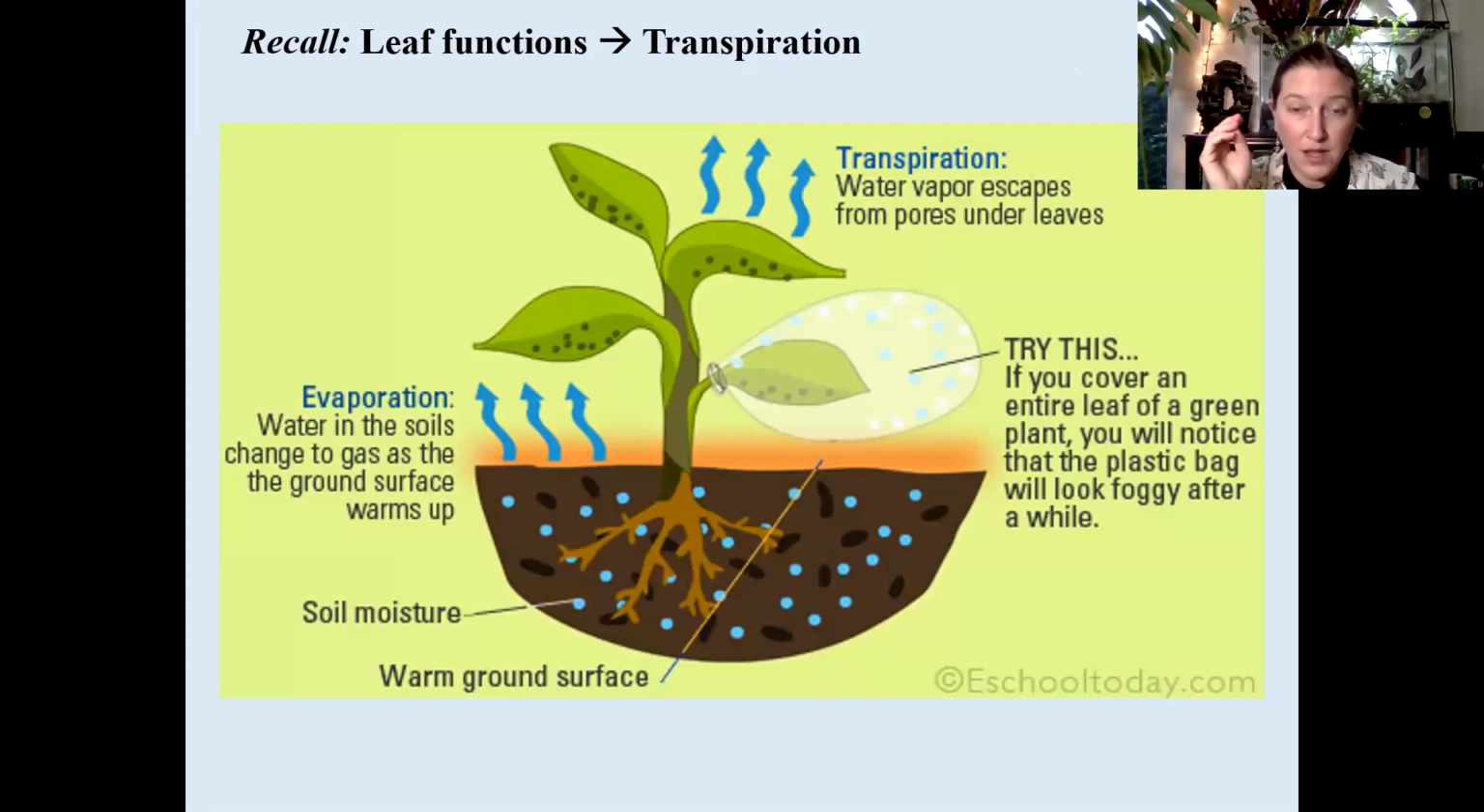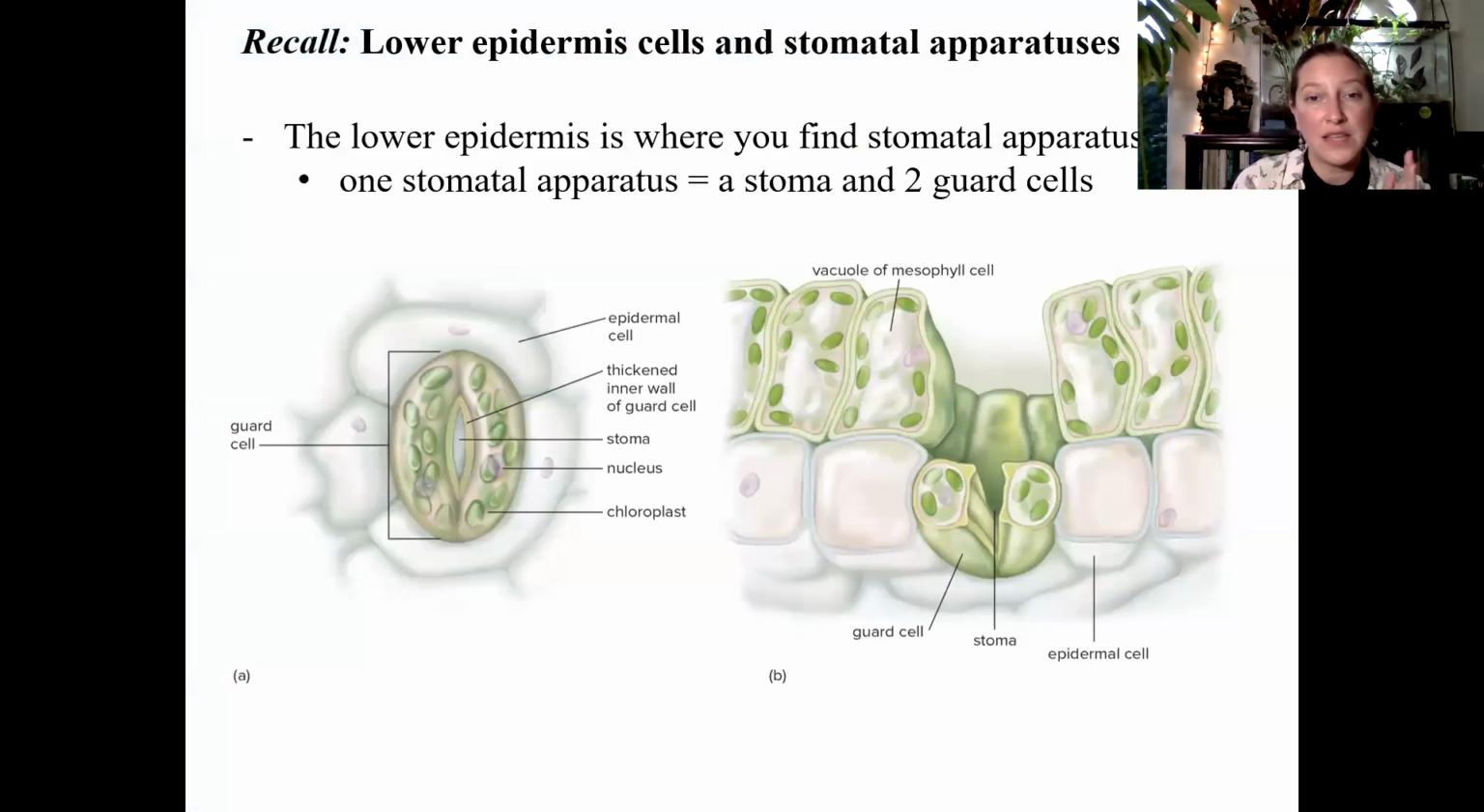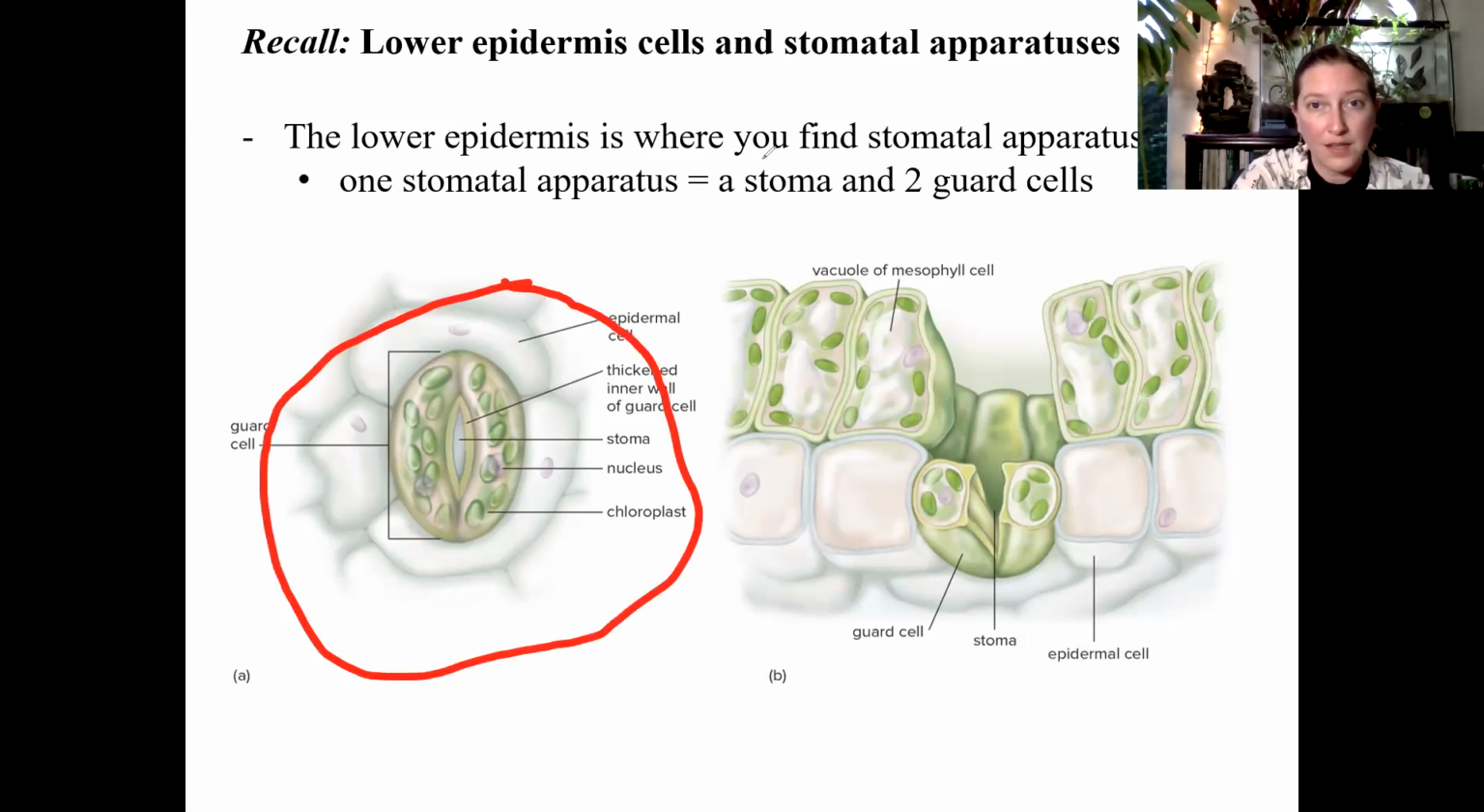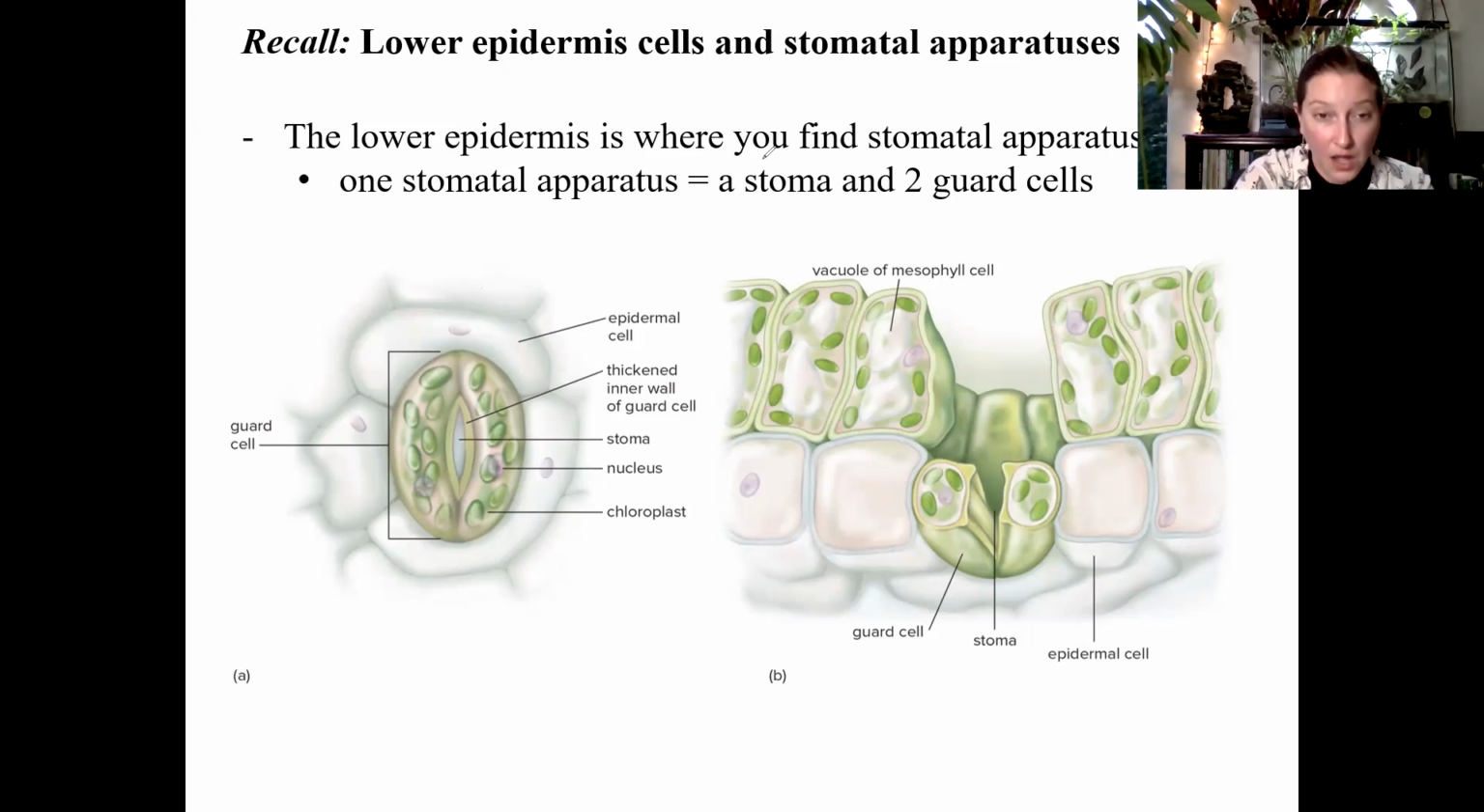We saw this before as well. This is a little thing you could try at home, by covering a leaf or part of a plant in a plastic bag to see it gather water vapor. This is a slide we saw before as well, it says recall at the top. That's how I know. So this is where that water vapor is escaping from the leaf via the hole in the stomatal apparatus. So this over here is one stomatal apparatus that's on the epidermis, the lower epidermis of a leaf.